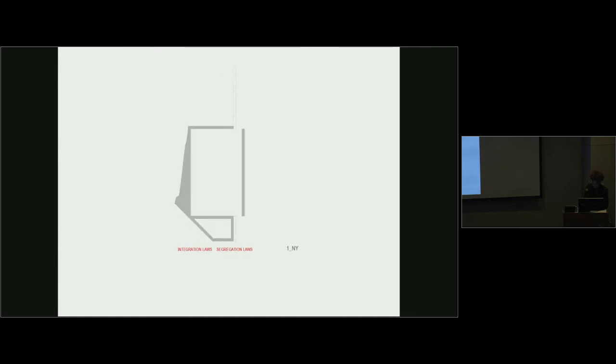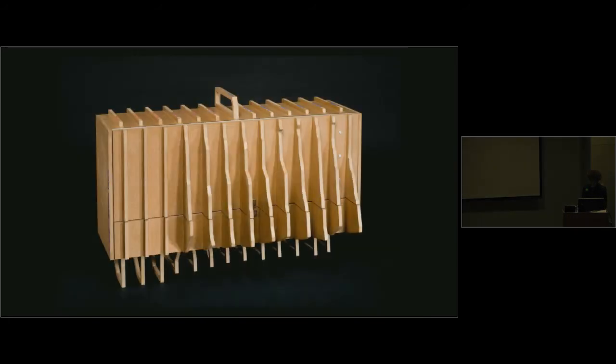So on your side, the left is integration and the right is segregation. So this is Delaware, Maryland. Washington, D.C. had both. Virginia, North Carolina, South Carolina, Georgia, Alabama, Mississippi, Louisiana, and then this is the box.